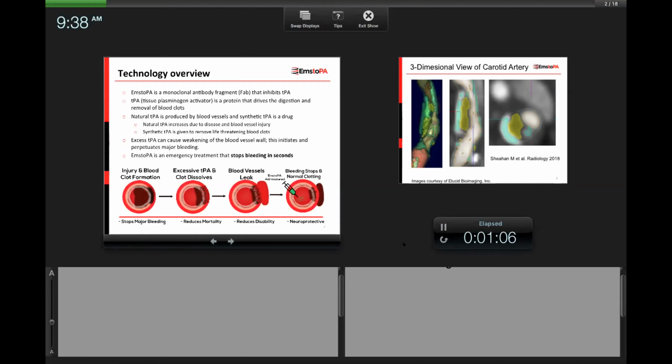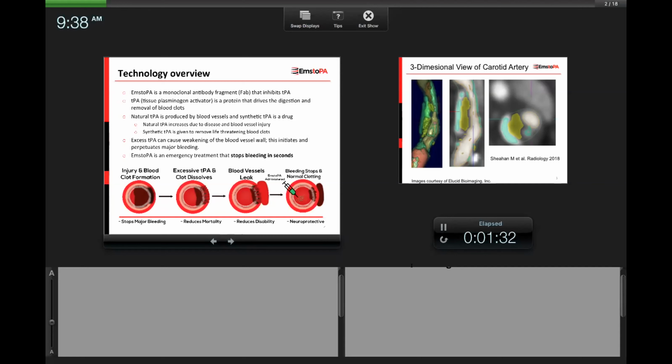As you can see in the cartoon below, a major clot can form and occlude a vessel, and then patients present to hospital with the symptoms of stroke or heart attack or a blood clot in the lung, a pulmonary embolus, and TPA is administered intravenously to dissolve or lyse that clot.